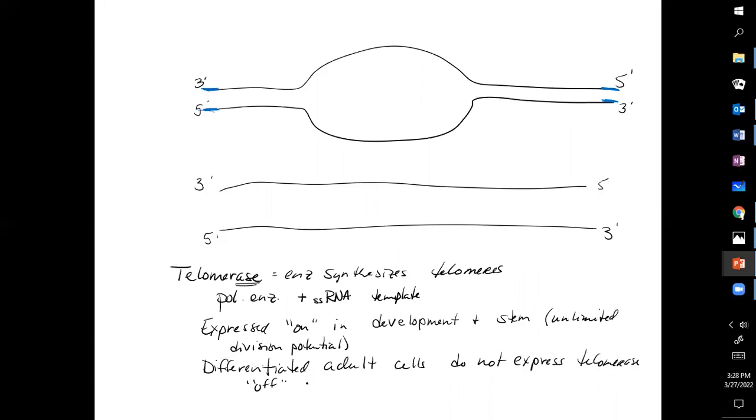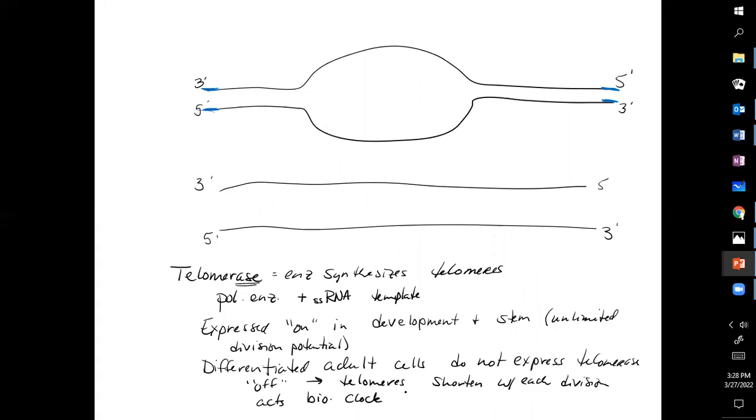That means each time the cell divides, the telomeres shorten. So telomeres shorten with each cell division. In effect, the length of the telomeres can act as a cellular biological clock. The shorter the telomere, the more times the cell has divided. It's a way to keep track of how many times a cell has divided. So they shorten with each division and act as a cellular biological clock.